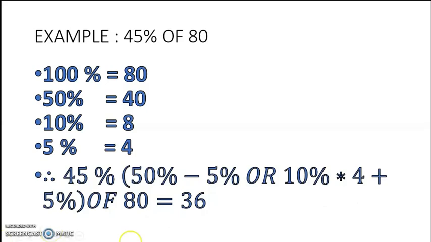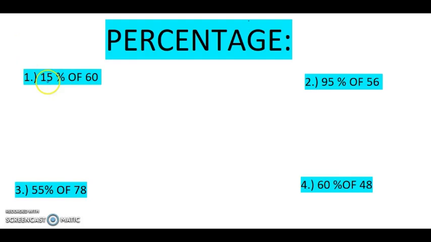We can either say 50%, 40, minus 5%, which is 4, which will give you 36. Or we can say 10% times 4, which is 32, plus the 5%, which will be equal to 36. Percentage questions. So let's look at number 1.